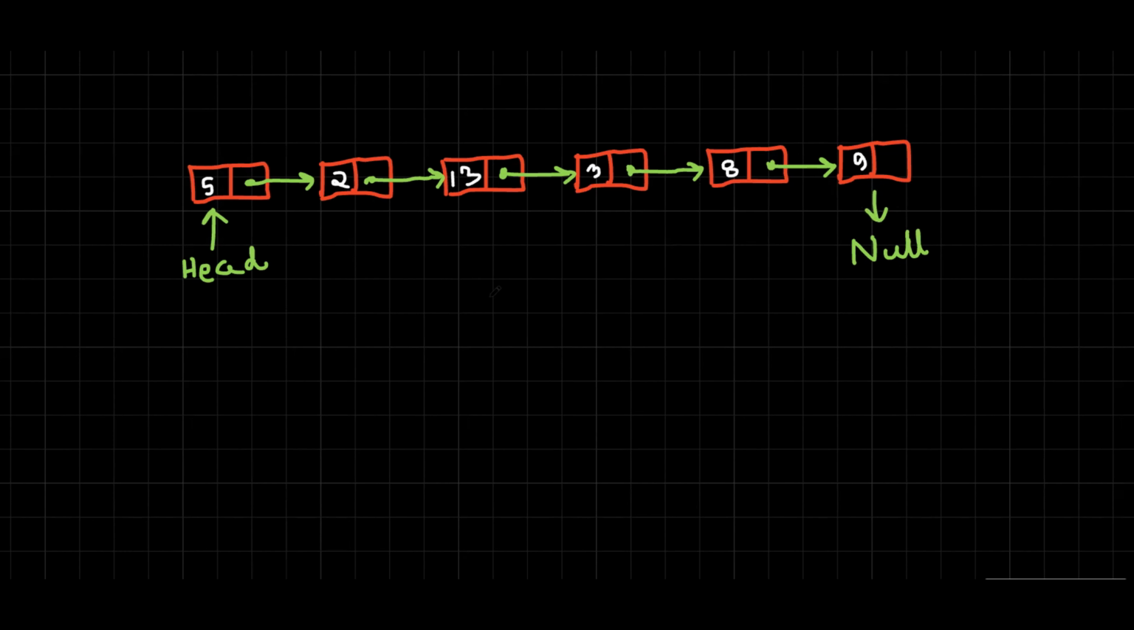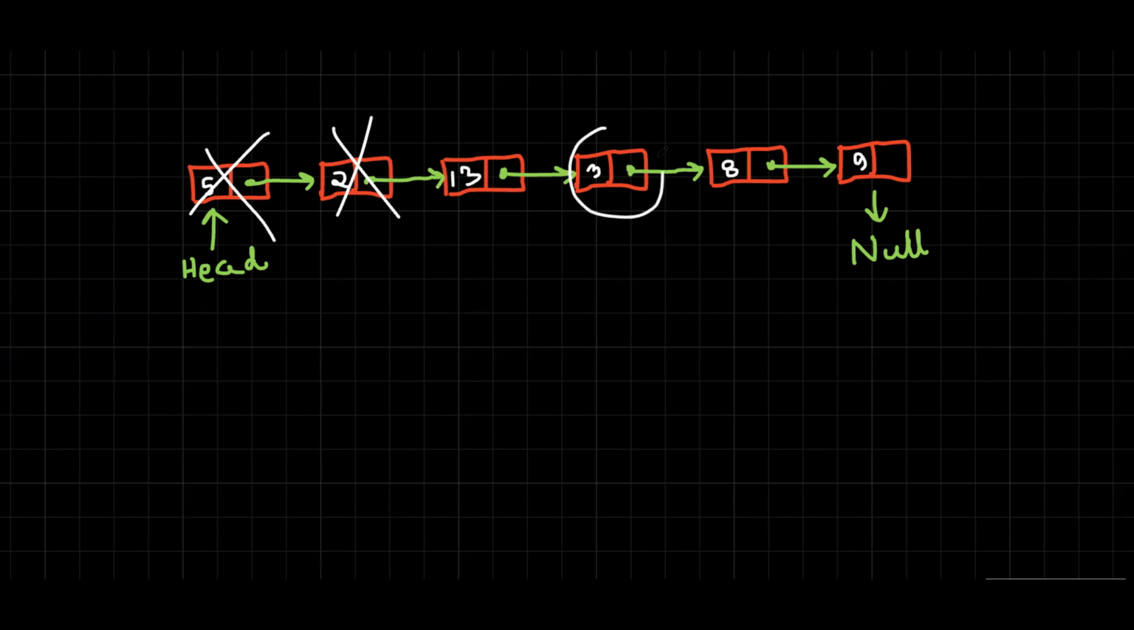Now, to understand the algorithm, we have taken this example. The linked list contains element 5, 2, 13, 3, 8, and 9. So here we can see that for this element 5, we have greater element 13. So we will not consider it. For this element 2, we have greater element 13. So we will not consider it. For this element 13, we don't have any other greater element than 13. So we will consider it.